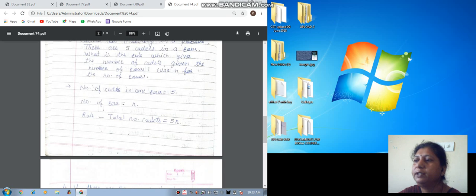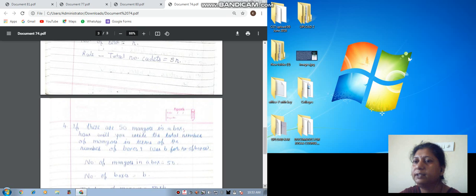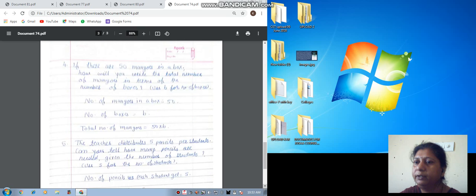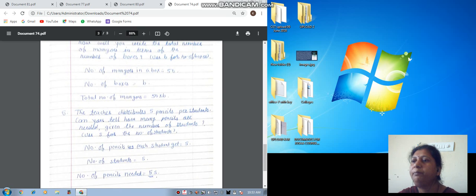In the same type we have solved the next example also. So I will just take the last one, the fifth one. See here, the teacher distributed 5 pencils per student. Can you tell how many pencils are needed for the number of students S? Here we have used the variable S. How many pencils are given to one student? 5. And the number of students? S. So the number of pencils needed is equal to 5 into S, that is 5S. Get it? Next.